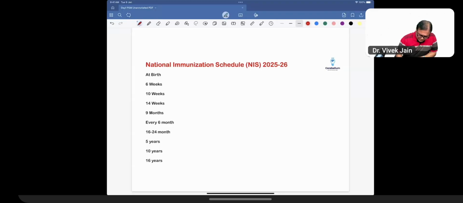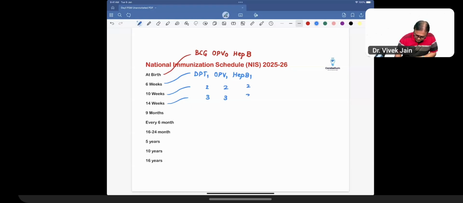We give at birth BCG, OPV 0, 0 means at birth, and hepatitis B. Anything else which is given at birth in the immunization schedule? Nothing else, only these three. At 6 weeks we give DPT 1, OPV 1, Hep B 1. Then we give their second and third dose at 10th and 14th week.